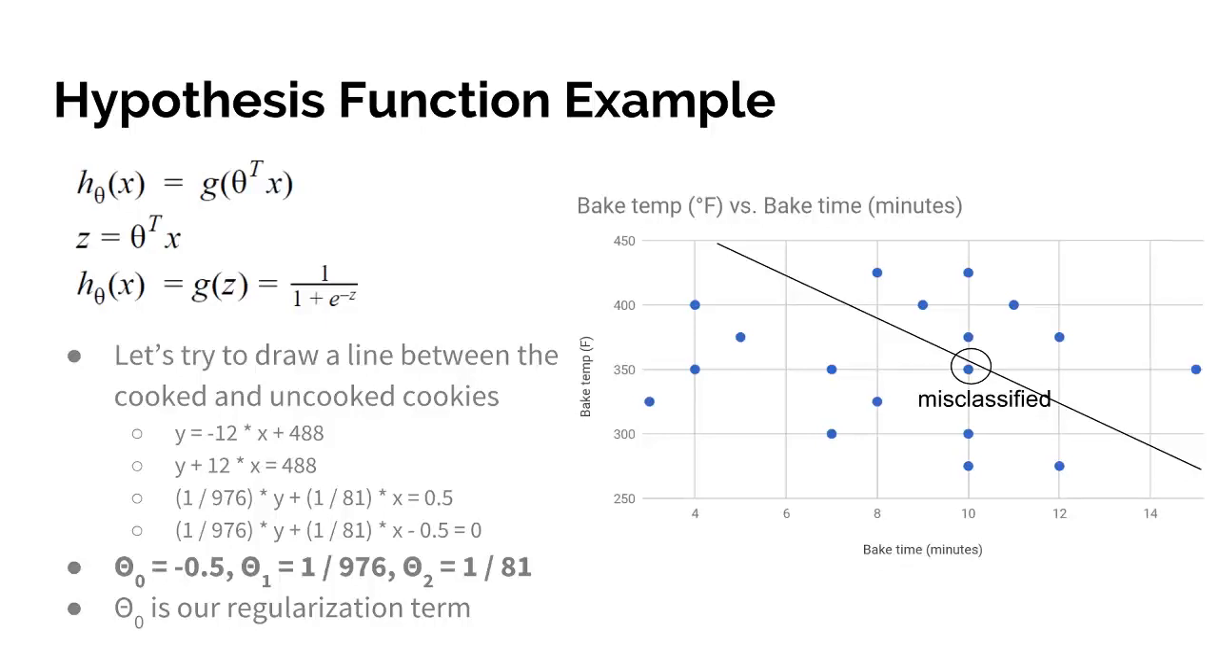Well, if you look at the math that I've done on the left, I basically turned this line from the equation of a line format to the format that we want, which is a dot product. And so in this case, we have theta 0 is equal to negative 0.5, theta 1 is equal to 1 over 976, and theta 2 is equal to 1 over 81. And so in this case, theta 0 is a regularization term. Theta 1 is correlated to the bake temperature, and theta 2 is correlated to the bake time.